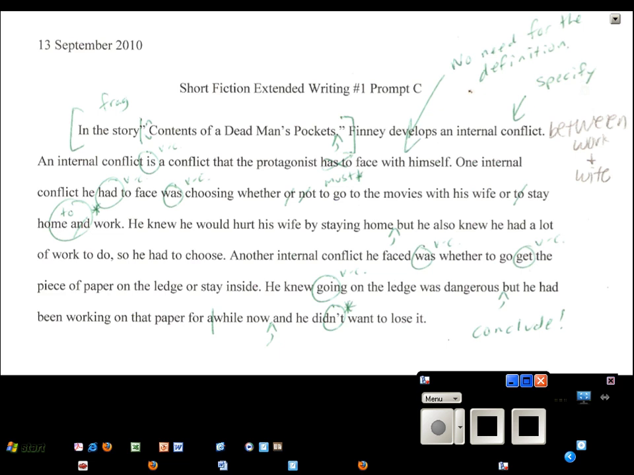He knew he would hurt his wife by staying home, but he also knew he had a lot of work to do, so he had to choose. Another internal conflict he faced was whether to go get the piece of paper on the ledge or stay inside. He knew going on the ledge was dangerous, but he had been working on that paper for a while now, and he didn't want to lose it.